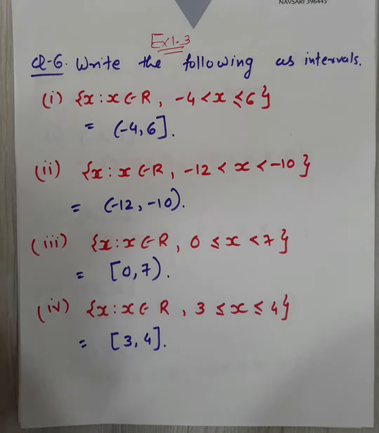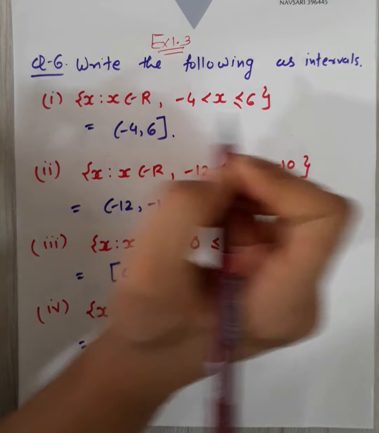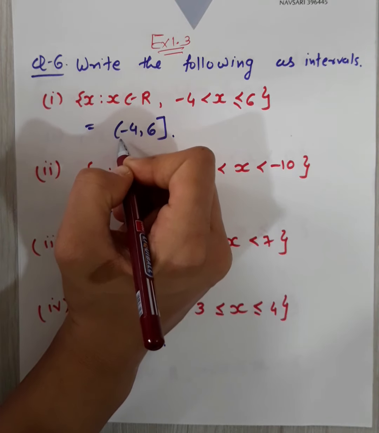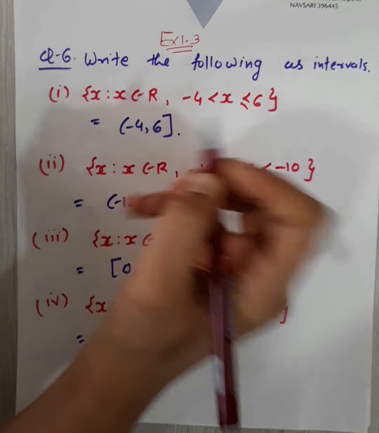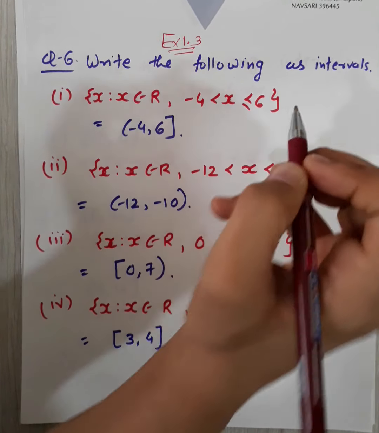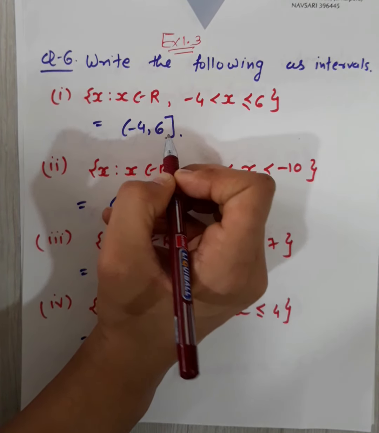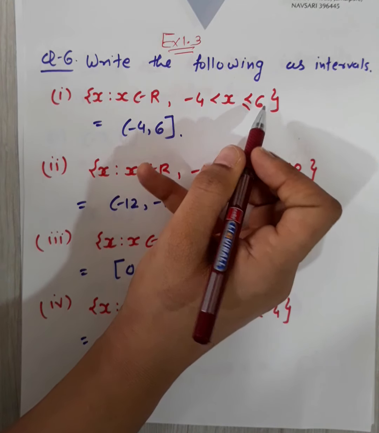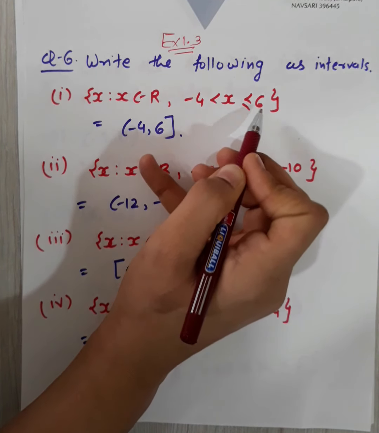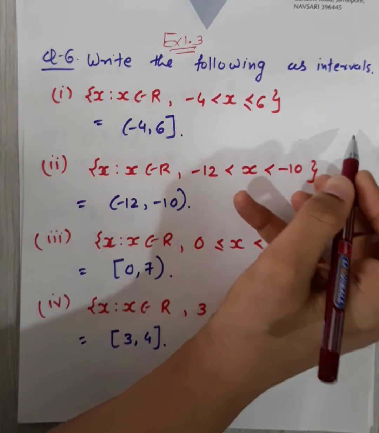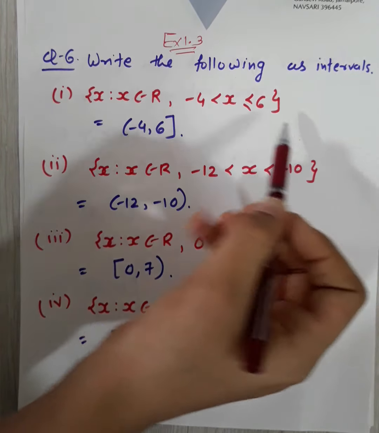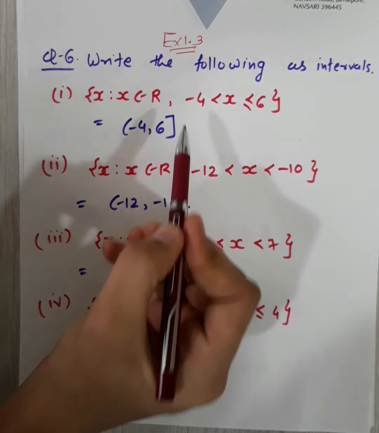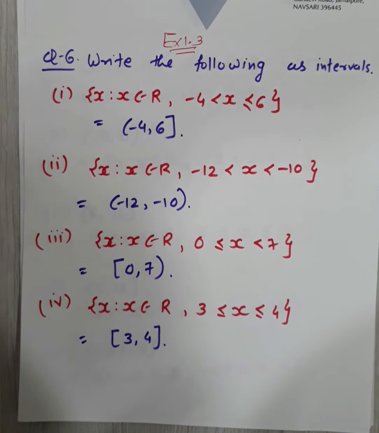I told you in the previous lecture that if less than is there, you just write a parenthesis. This is our parenthesis, right? -4, now less than or equal to 6 is there, which means 6 with a square bracket, because less than or equal to 6 means we have to consider 6 also in our interval. So 6 with a square bracket. Similarly, this is the second set builder form.